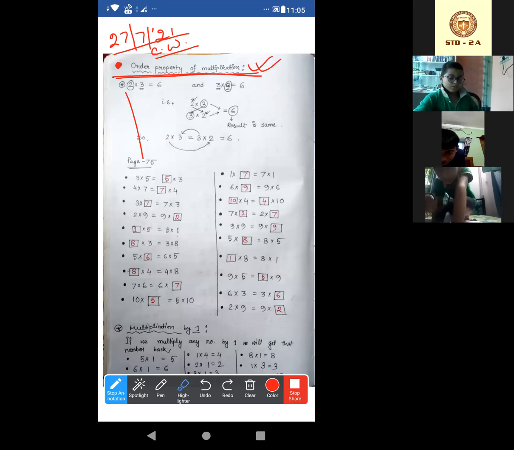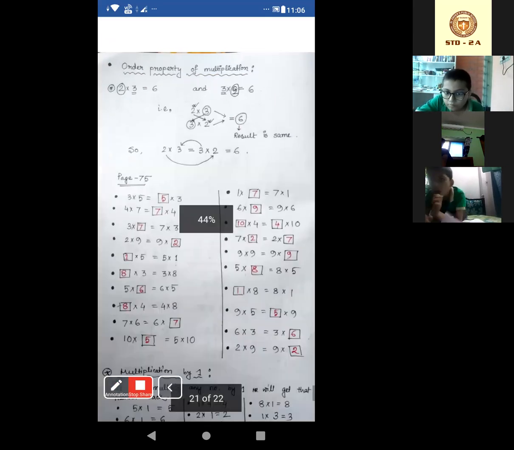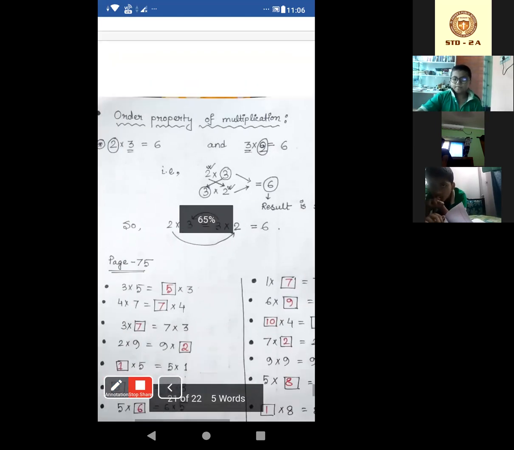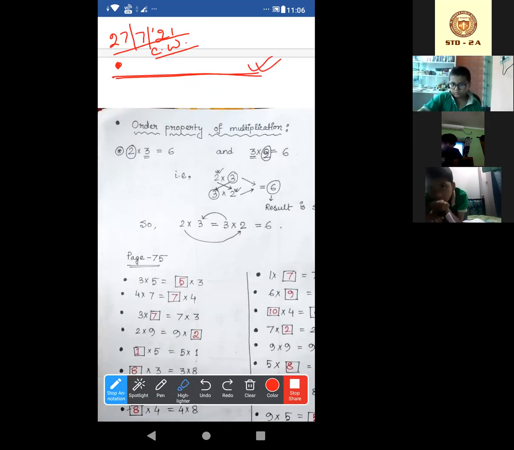Basically, what is order property? Order property means if we change the order, ultimately it doesn't matter. If we change the order, ultimately in the answer or in the resultant value, there will be no change. Okay, just look at this. Suppose all of you have given the heading order property. So now look at this.